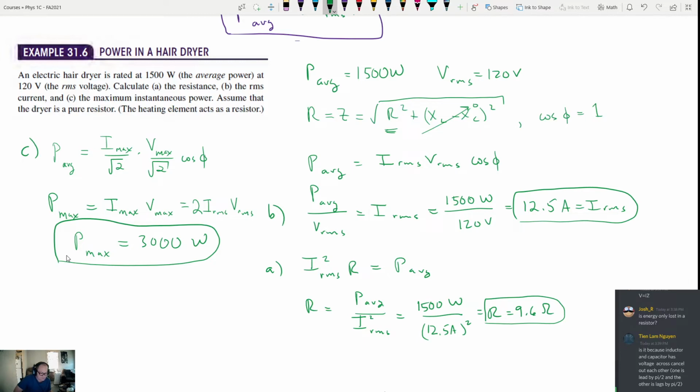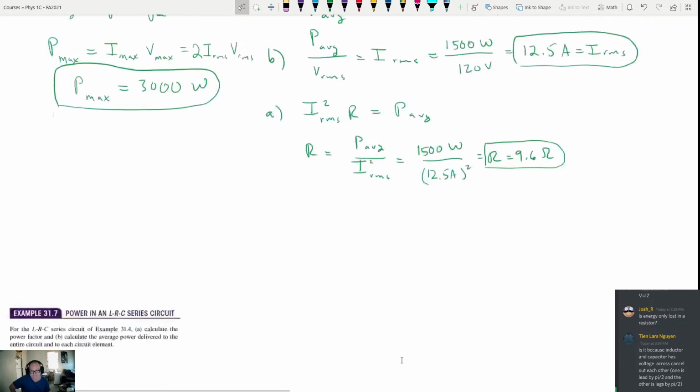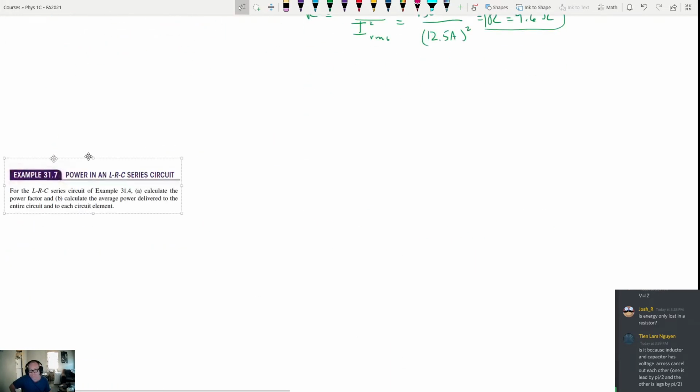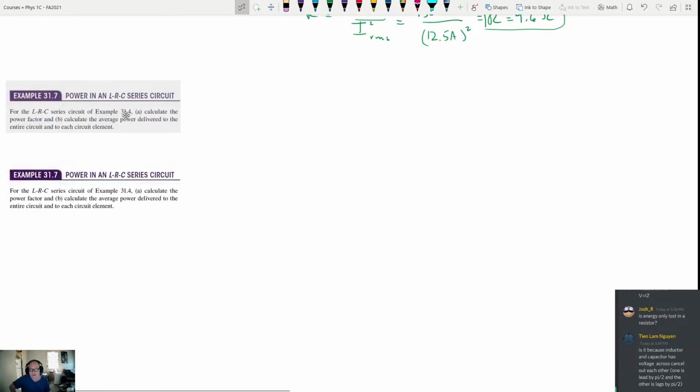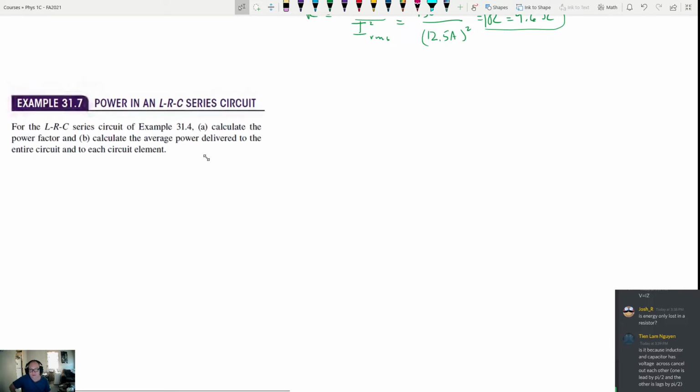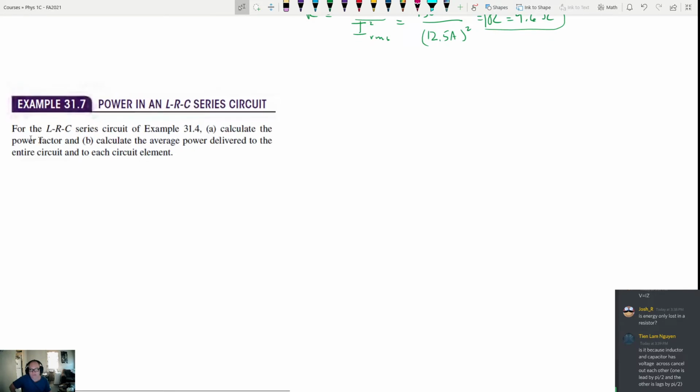All right. Any questions? Pretty easy problem. Okay. Finally, we have this problem here. For the LRC circuit in 31.4, we want to calculate the power factor, calculate the average power delivered to the entire circuit and to each circuit element.